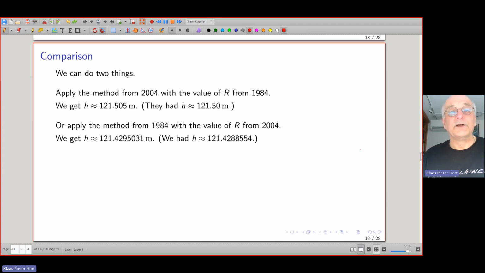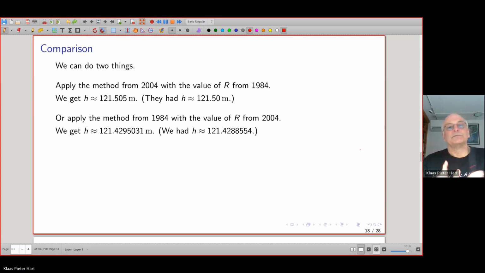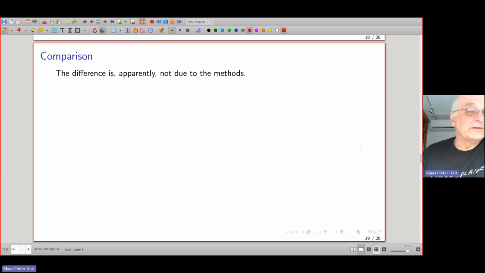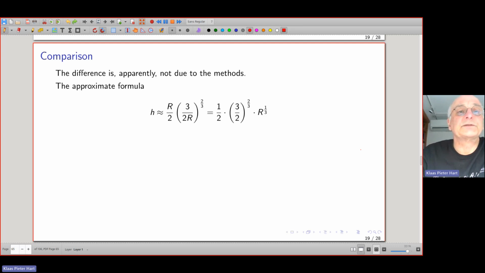We had 121 meters, 42 centimeters, and 8 millimeters, and now we get 121 meters, 42 centimeters, and 9.5 millimeters. The difference is, when you look at the further digits, less than a millimeter. So we cannot blame the methods. Apparently, the approximation from 1984 is pretty good, pretty accurate. Then the difference must apparently be in the different values for the radius.